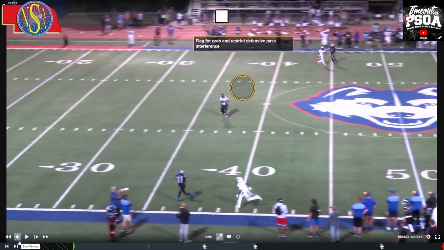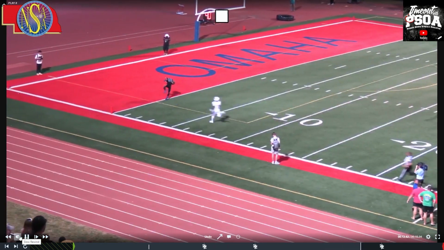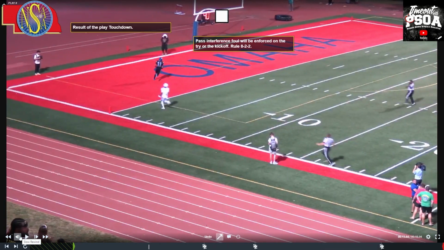He comes back in immediately and he gains inbound status, and nothing is touching out of bounds when he catches the ball. Now we have, after the contact, you saw the defender reach behind him, grab, and restrict with defensive pass interference. So that's what this flag is for. So now the result of the play is a touchdown.